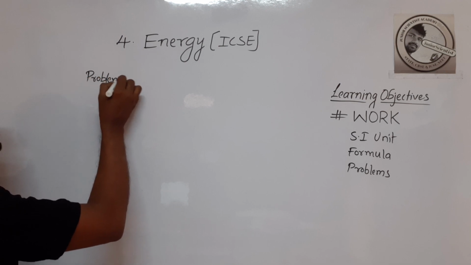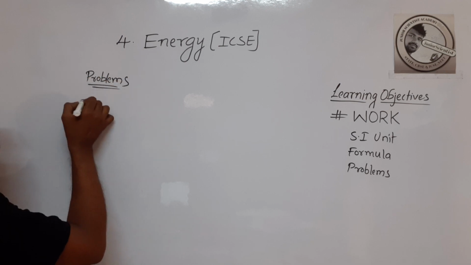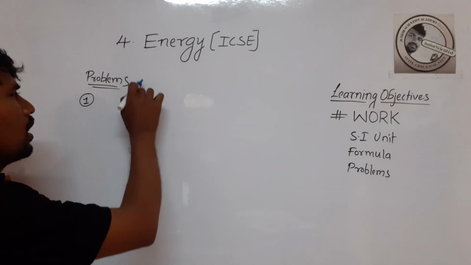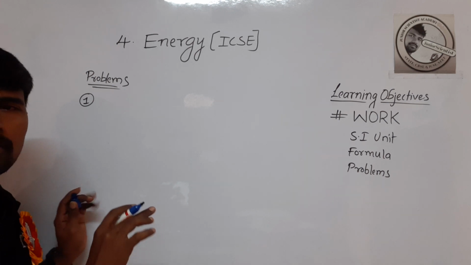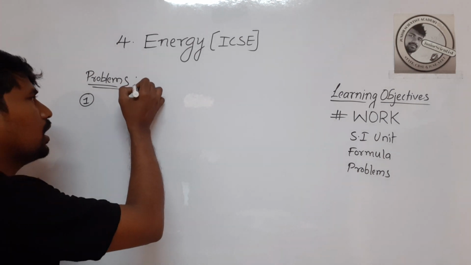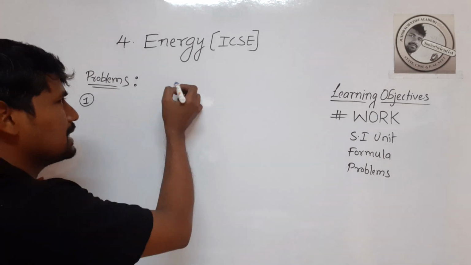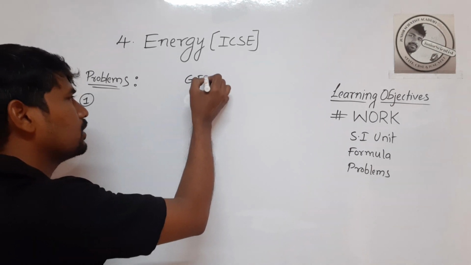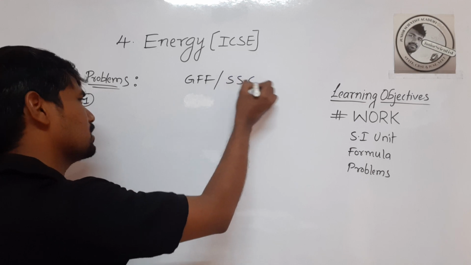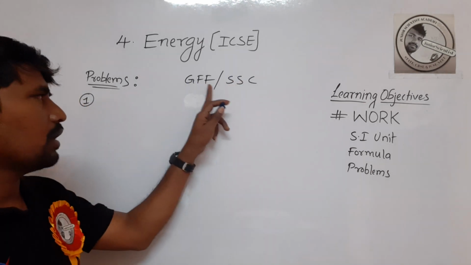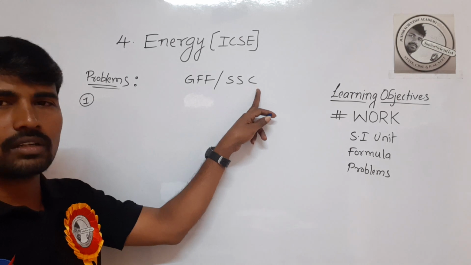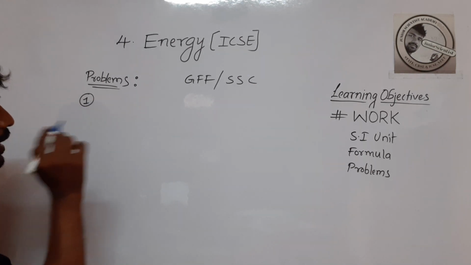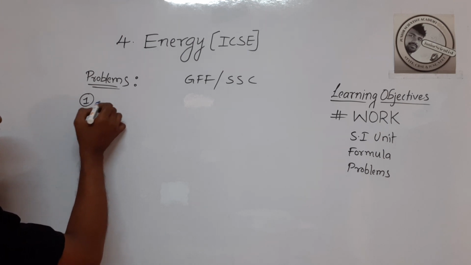Numerical problems. So very simple. You know how to solve the problem. Our style is the simple way, 6 steps: G F F S S C. Given, find, formula, substitution, simplification, conclusion. G means given. So let us see the question first.